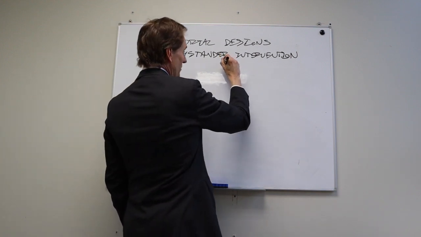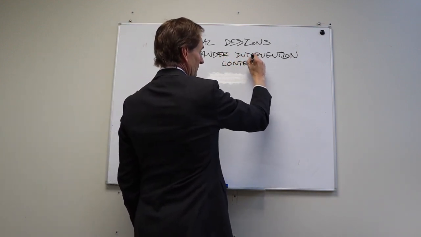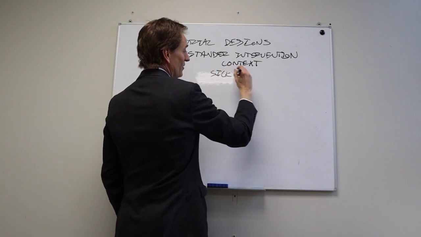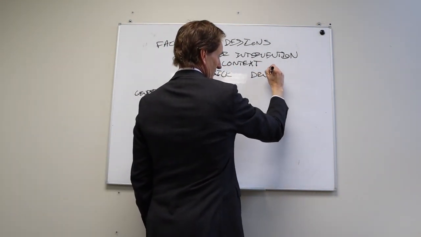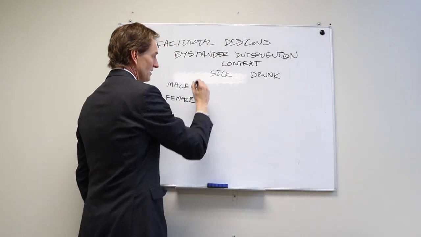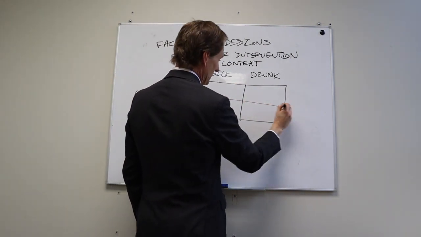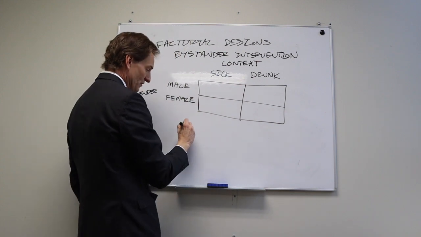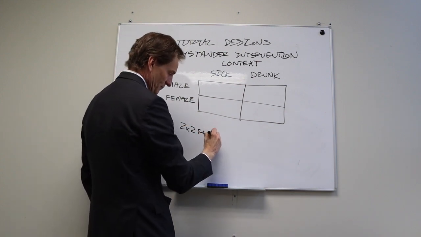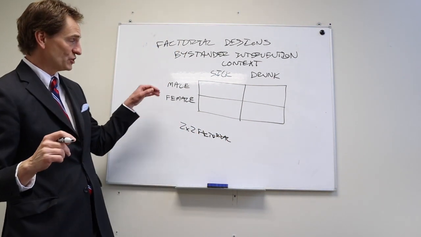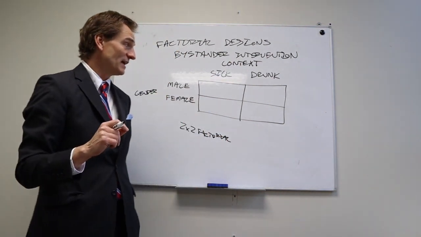And then our second independent variable is context, where the person either acts sick or they act drunk. Okay? And so this is what we would call a 2x2 design. So this is a 2x2 factorial, where the first independent variable is gender and the second is context.